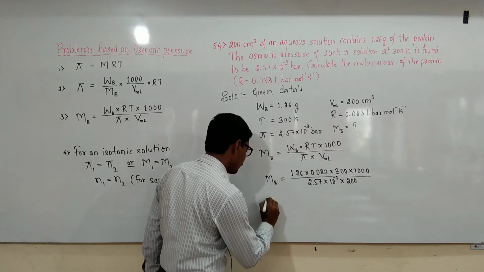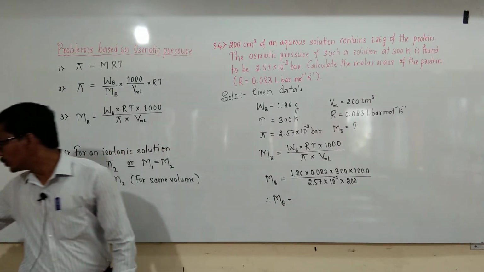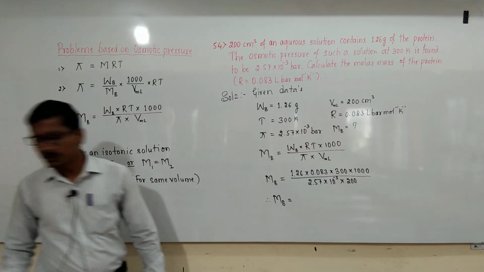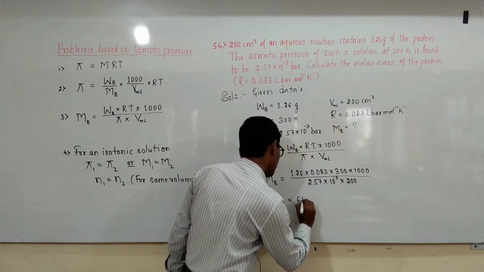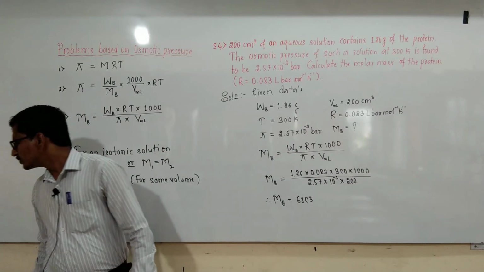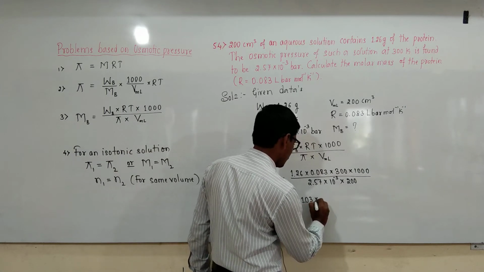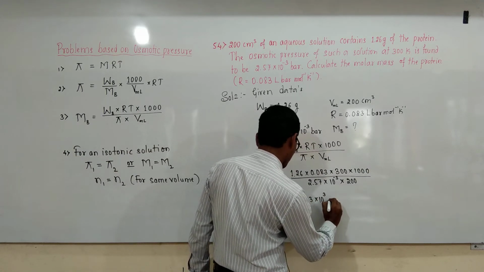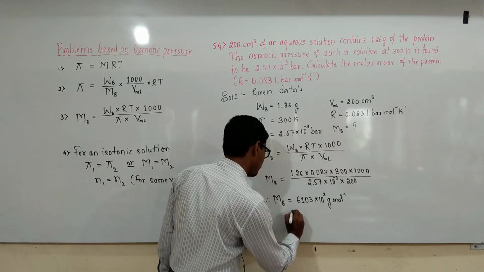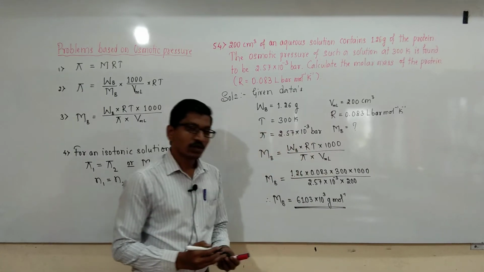Therefore, molar mass of the protein MB is equal to 61.03 into 10 raised to 3 gram per mole or kilogram per mole. This is the molar mass of protein.